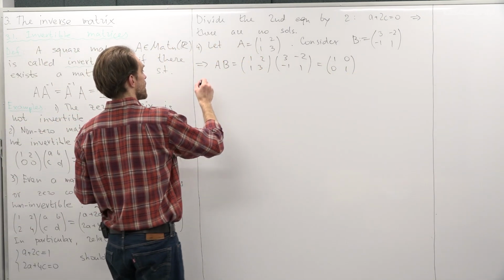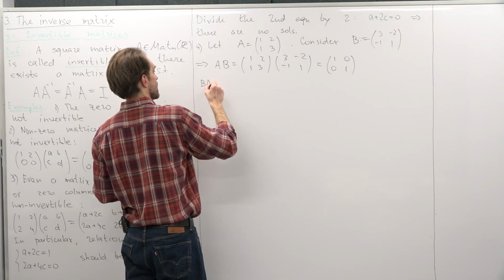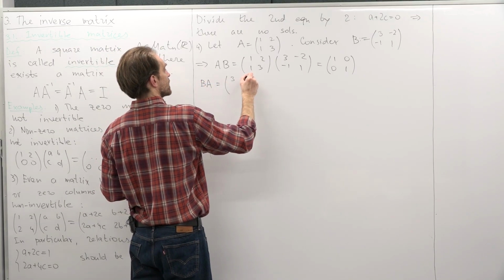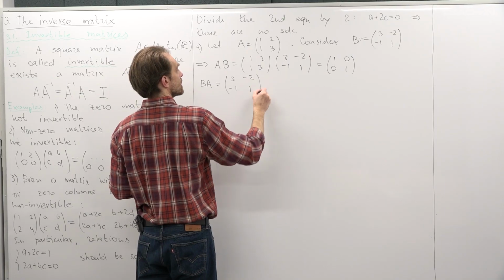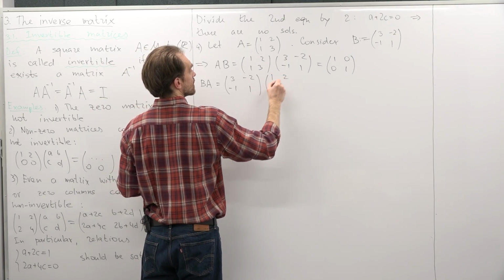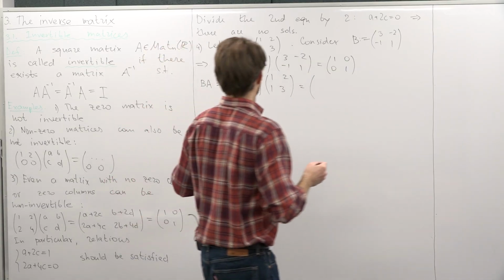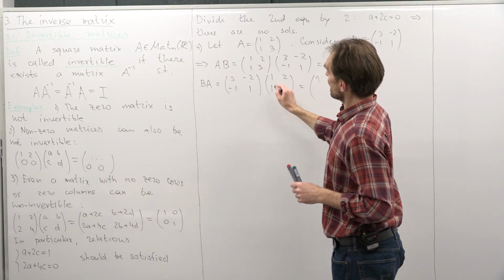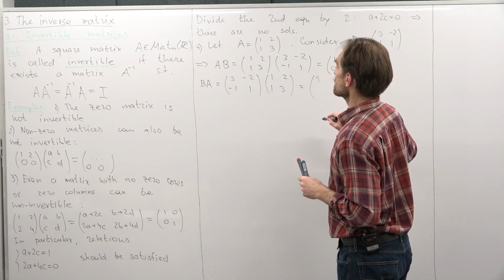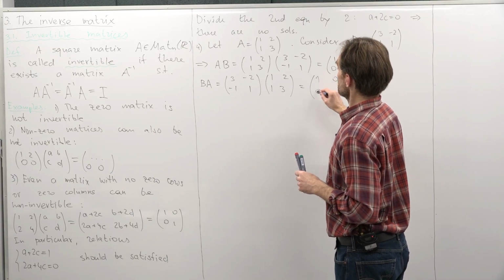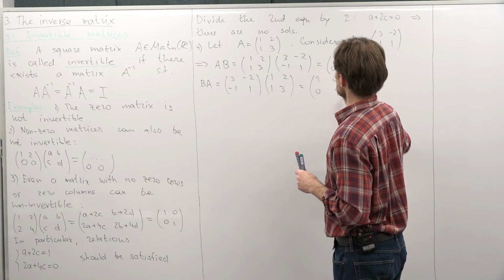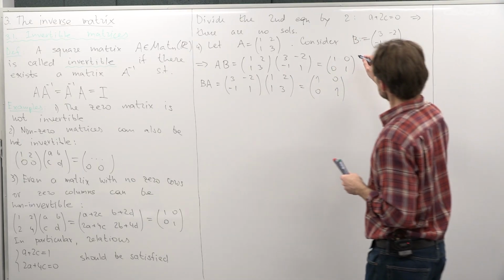And in the same way, I'm going to multiply B by A. So we have 3, minus 2, minus 1, 1. And so in this case, I'm going to have 1. Then I'm going to have 0. I'm going to have 0, and I get 1 here. So in both cases, we get the identity.